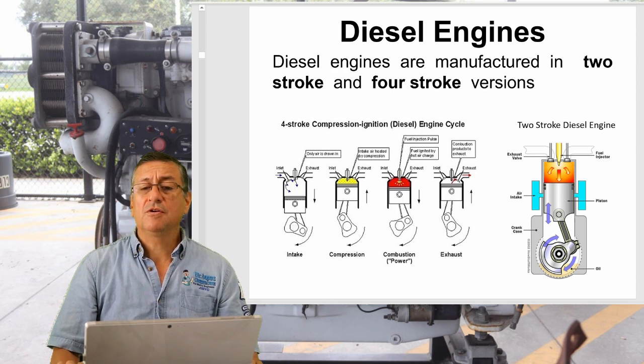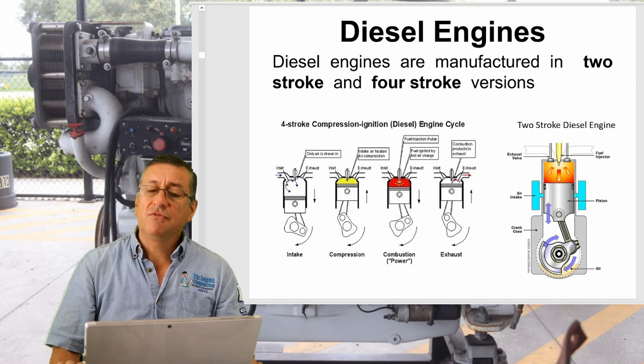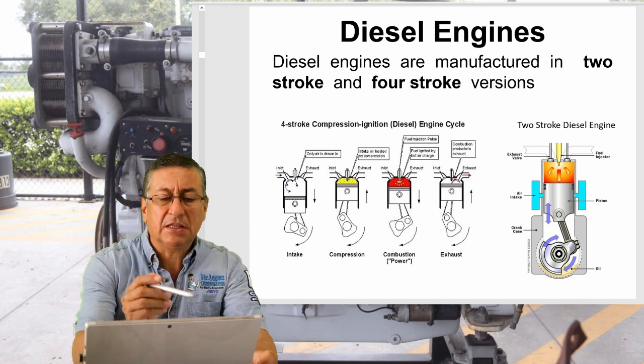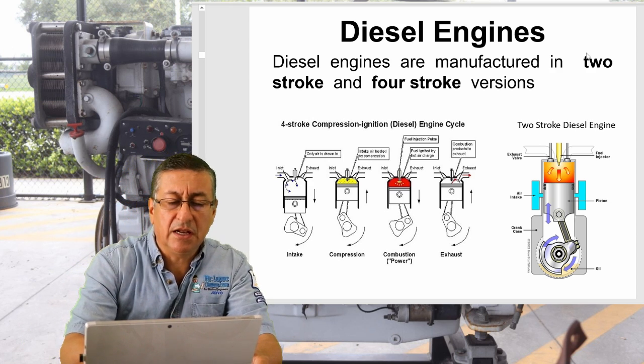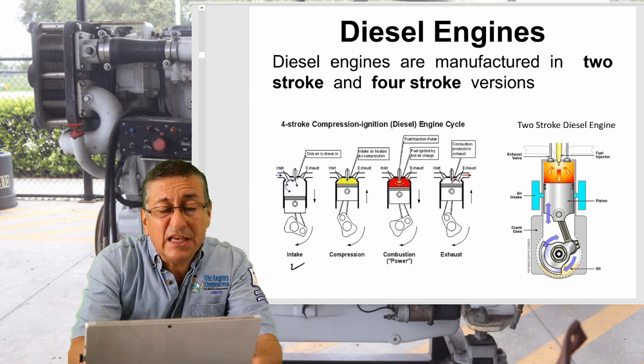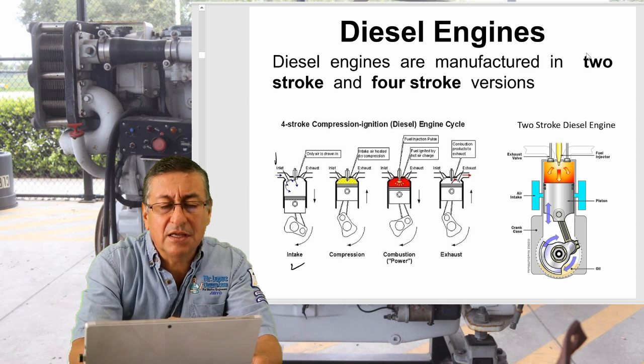Diesel engines are manufactured in 2 strokes and 4 strokes. In this particular example, let me refresh intake. The intake valve is open. You see the smoke, the air, enter the combustion chamber. The exhaust valve is closed. The crankshaft is rotating half, and the piston is going down.